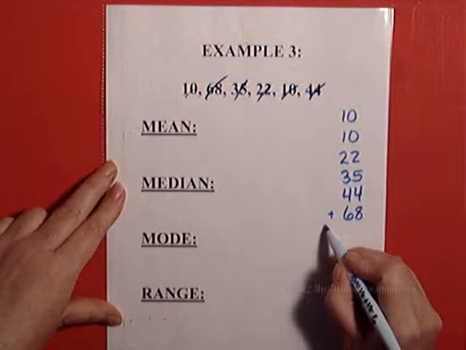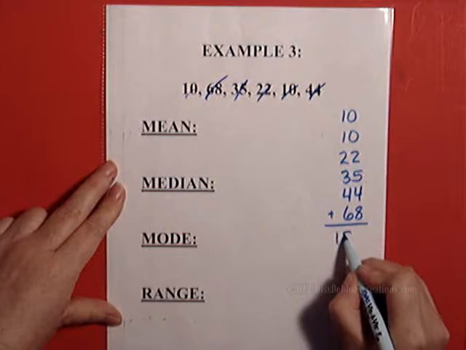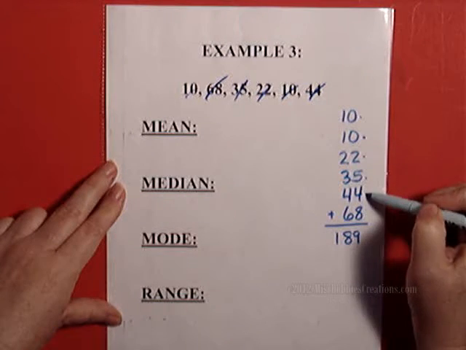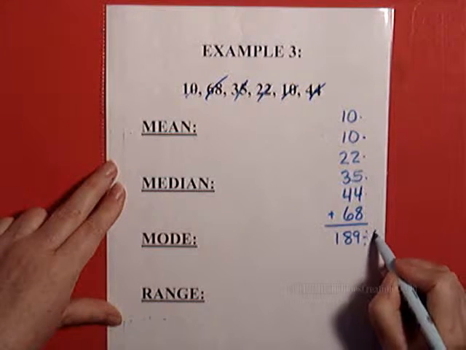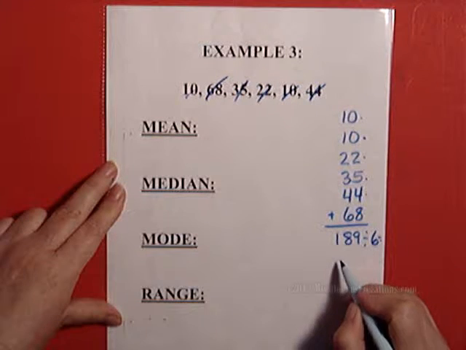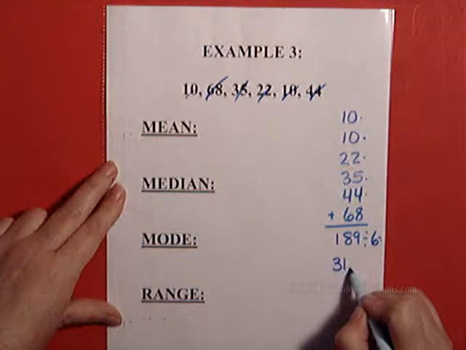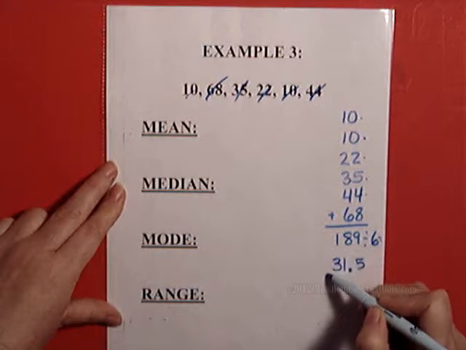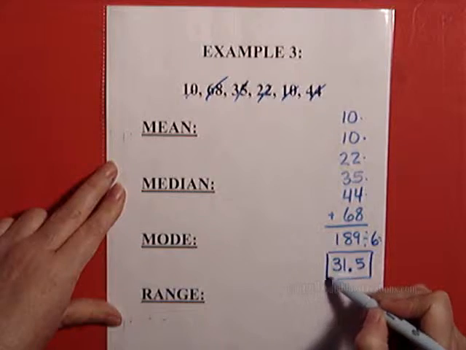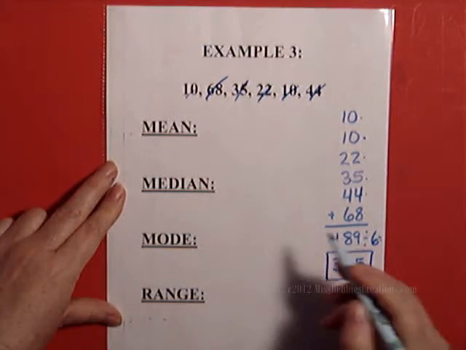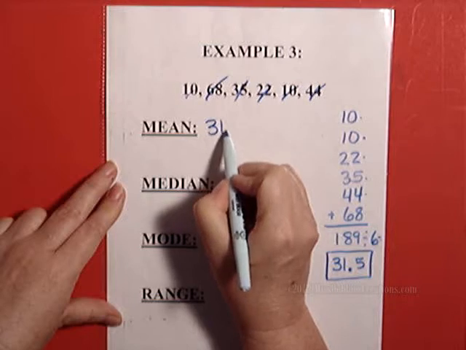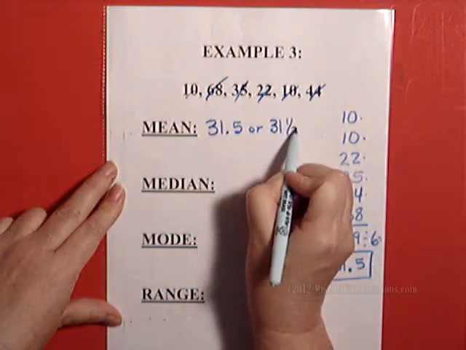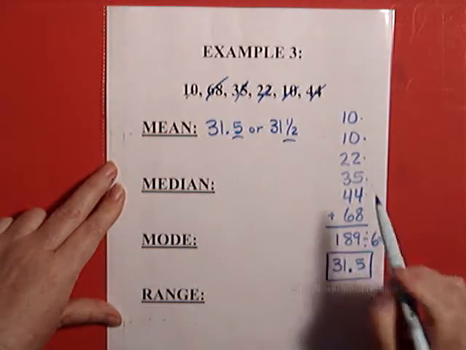You're going to add those up together, and you're going to get 189. Then we're going to divide by 6, since there are 1, 2, 3, 4, 5, 6 numbers. Okay, and your answer is going to be 31.5. It doesn't always come out even, and that's okay, because that will still be your average. So 31.5, or you could write 31 and a half. Either way is fine. Write it in a decimal or a fraction.